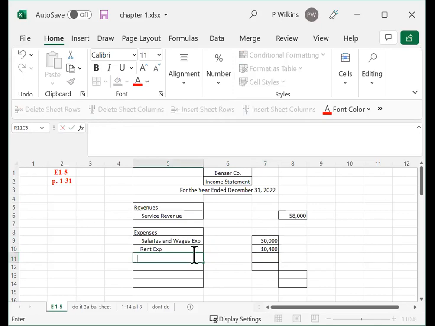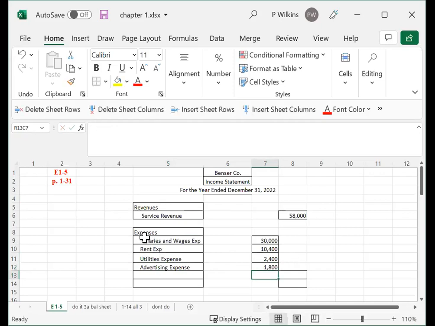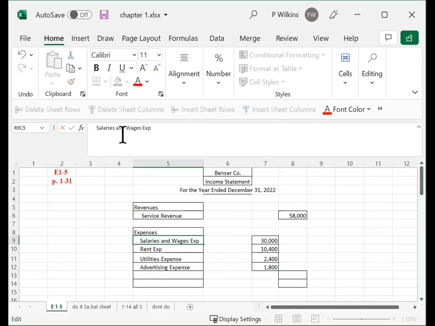We are then going to go to utilities expense. And utilities expense is $2,400. And then we're going to go to advertising expense. And advertising expense is $1,800. Again, if you had this in a little different order, that would be fine. You would still get it correct, but remember, if you have to go back and check it, it might be more difficult if you don't have it in the right order.